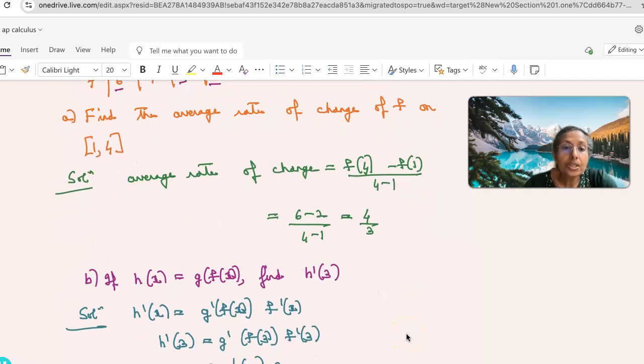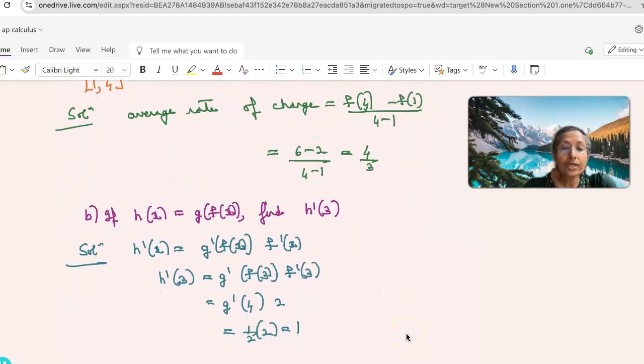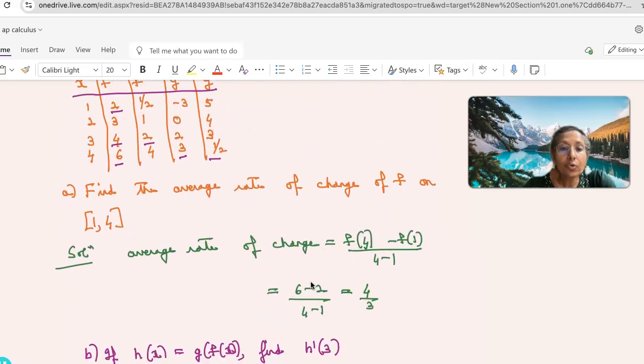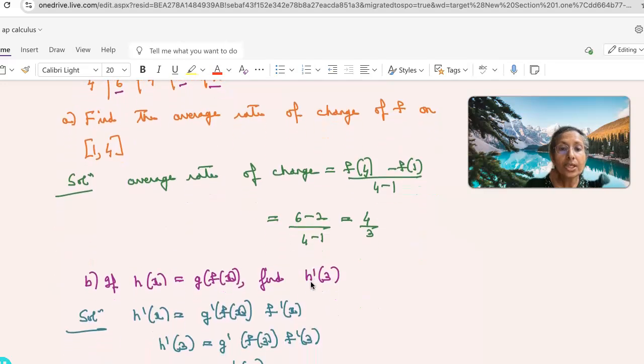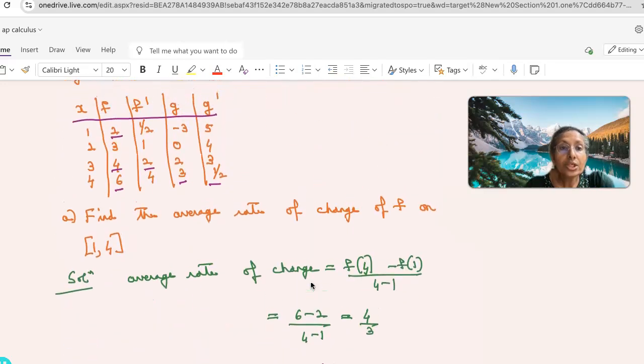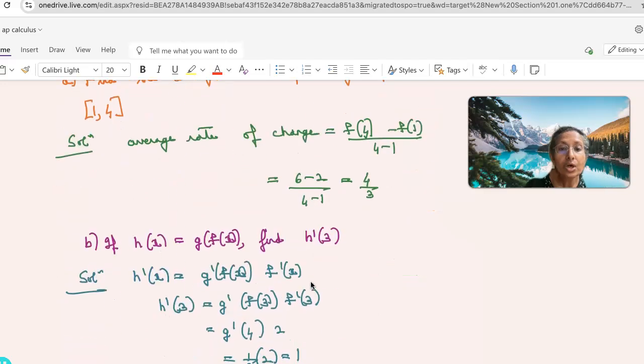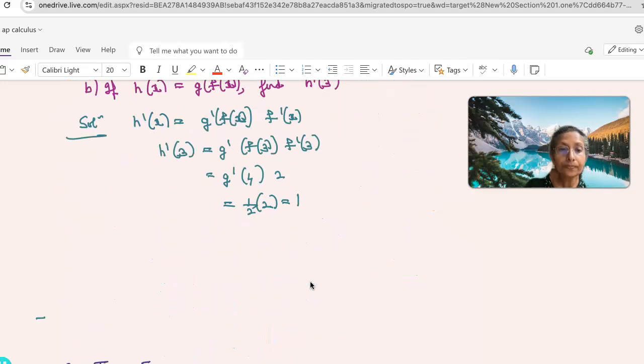The next question is, if h of x equal to g of f of x, find h dash 3. So we are using chain rule. So using chain rule, h dash x becomes g dash f of x into f dash x. That is g dash f of 3 into f dash 3. Now f of 3 is 4 and f dash 3 is 2. So it becomes g dash 4 into 2. g dash 4 is half. So half into 2, which is 1.